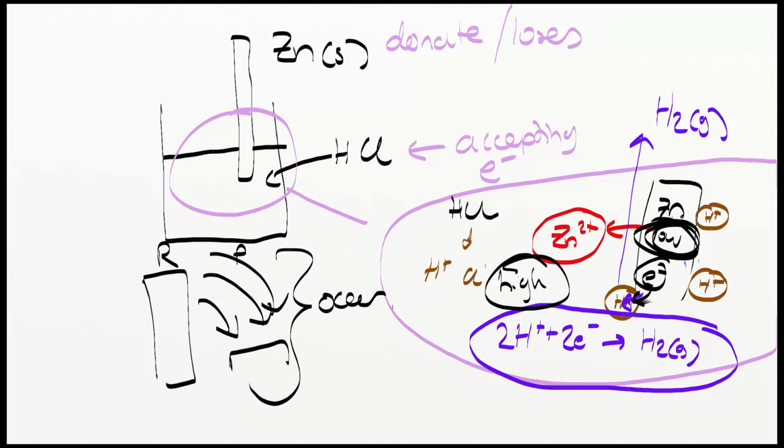And the zinc is slowly eaten away by the hydrochloric acid. You can think of it as the hydrochloric acid eating away the zinc, but you can also think of it as zinc having a natural tendency to dissolve itself, right?